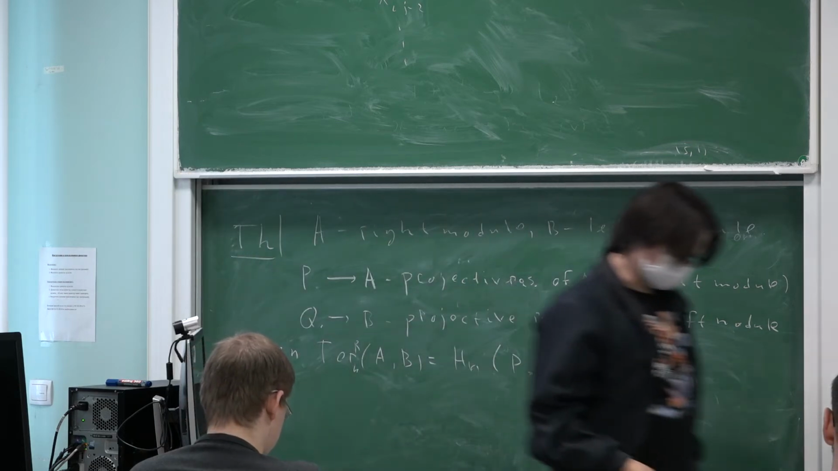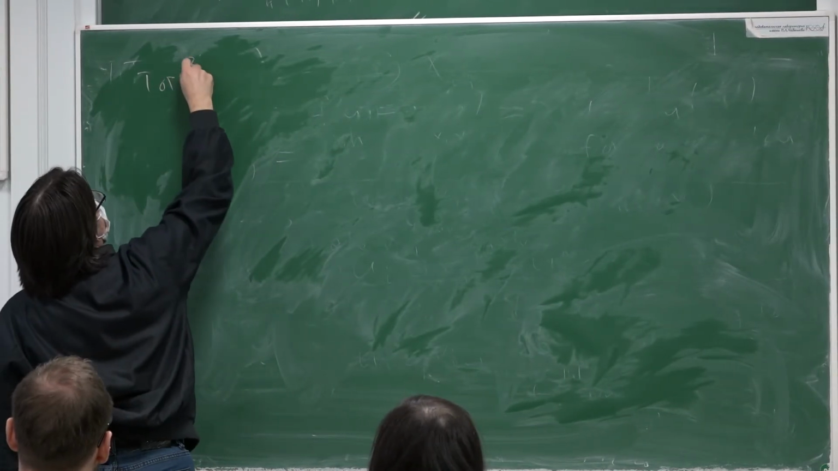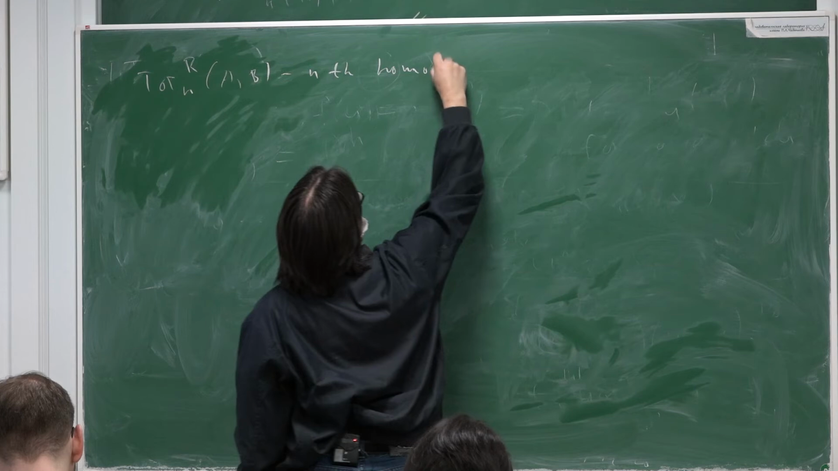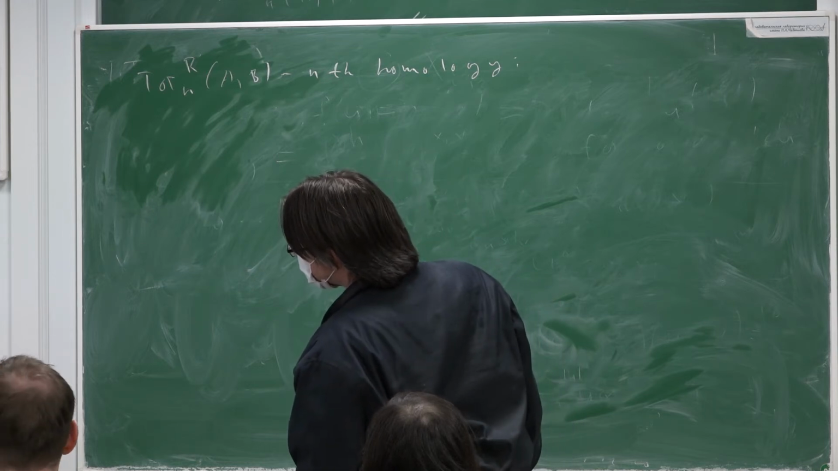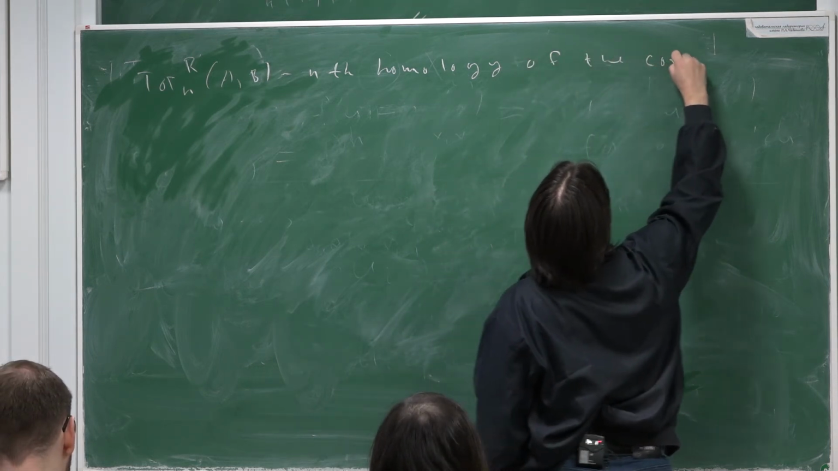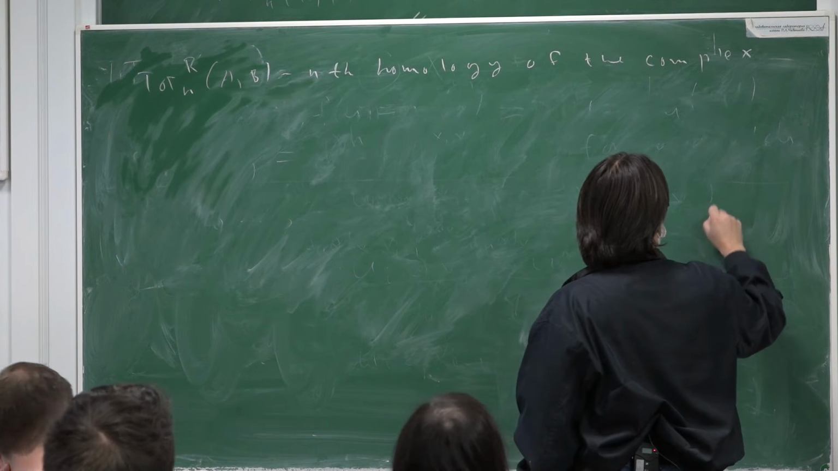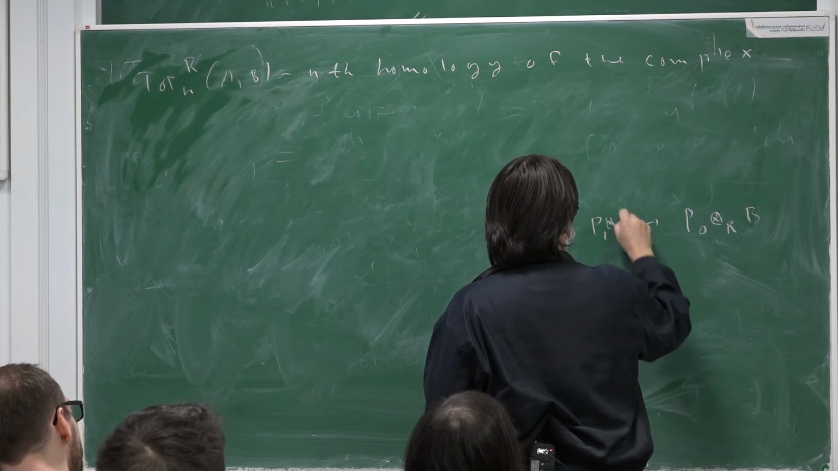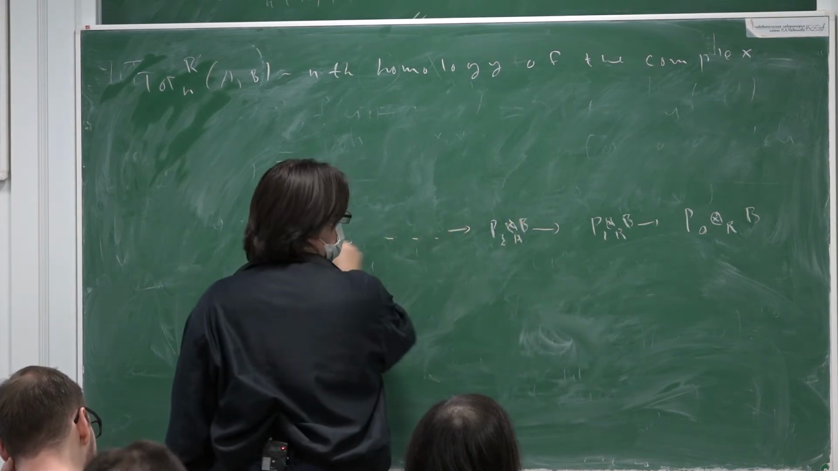Well, by definition, Tor_n^R of A and B is the nth homology of the complex A tensor_R P, that is, P_0 tensor_R B, P_1 tensor_R B, and so on.